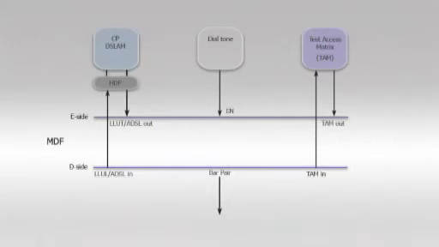An LLU MPF also has two jumpers. One jumper from the LLUT block E side to the TAM in block D side. One jumper from the TAM out block E side to the bar pair block D side. This will be written as, this is the bar pair. This is the TAM out block on the E side. This is the TAM in block on the D side. This is the LLUT block on the E side.